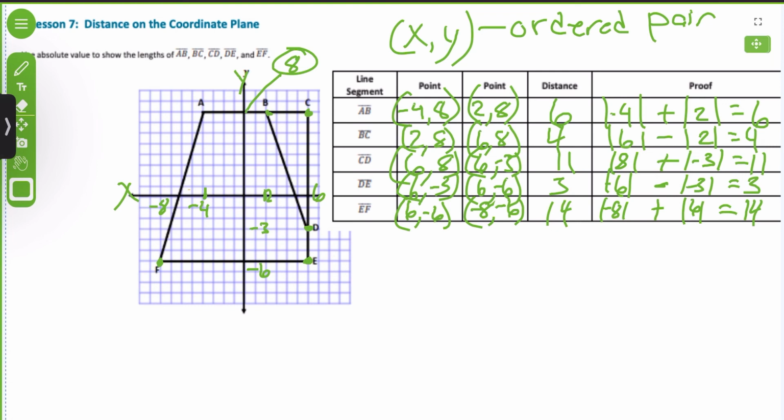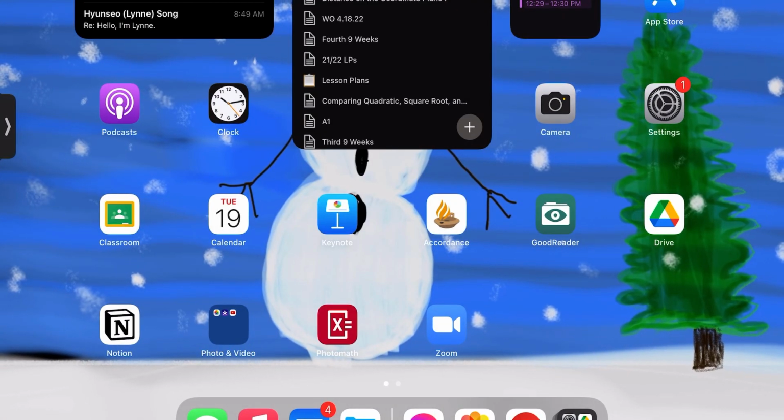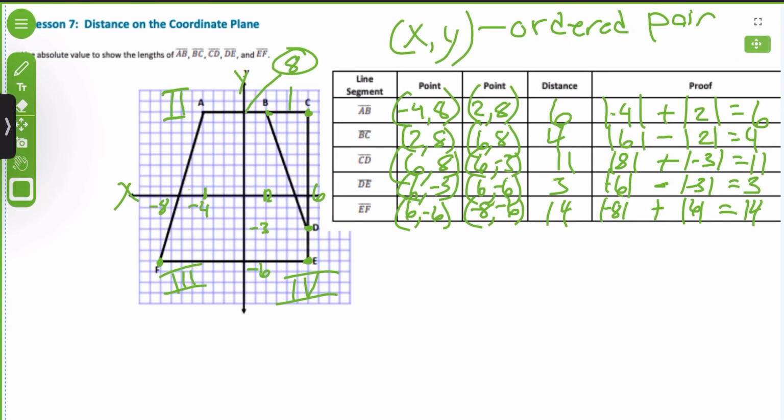You only subtract them when you do not cross an X or a Y axis. So if it's all in one, what we'd call a quadrant. So this is quadrant one, two, three, 4. So when it's in the same quadrant, you're going to subtract. If you cross over into a different quadrant, that's when you add. Okay?